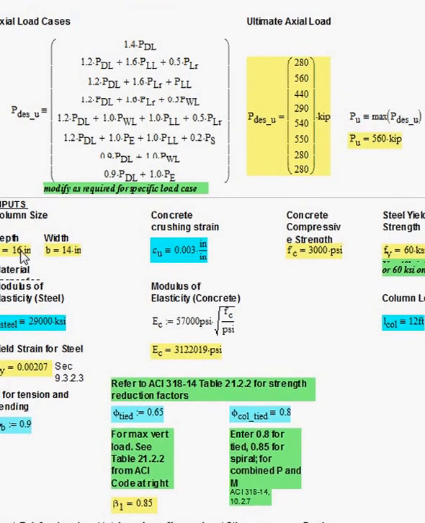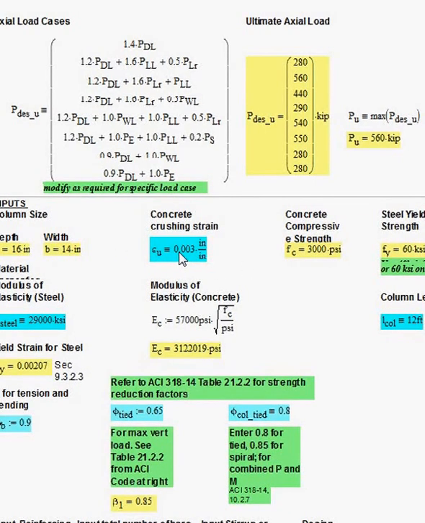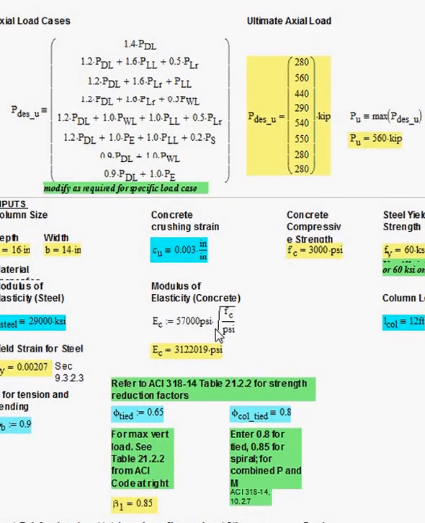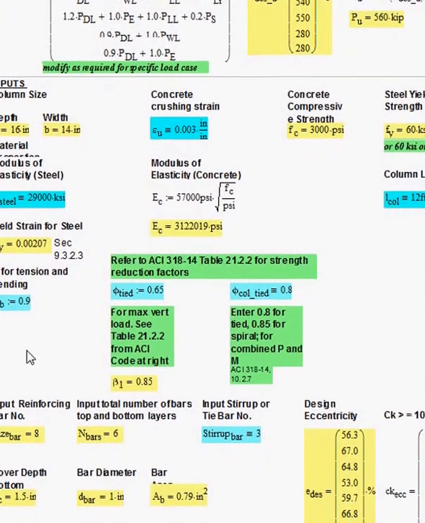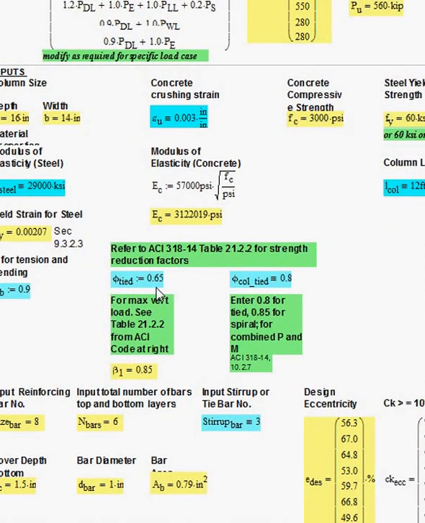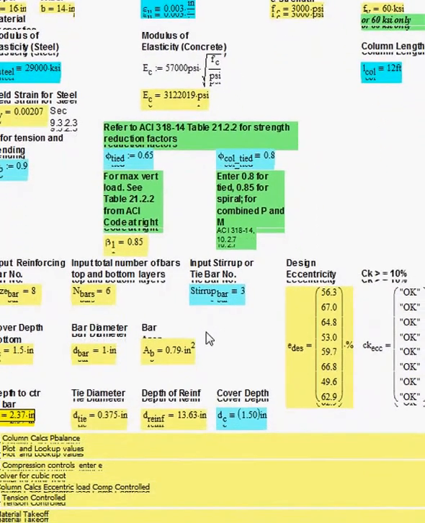Anything that's yellow is input previously or calculated, and the blue is input. The width and depth are calculated or input below. Here we have crushing strain as an input, modulus of the steel is input, the modulus of the concrete is calculated as a function of the concrete strength. Phi factors are input on this page for bending, for tied columns, and so on. Spiral columns and tied columns.